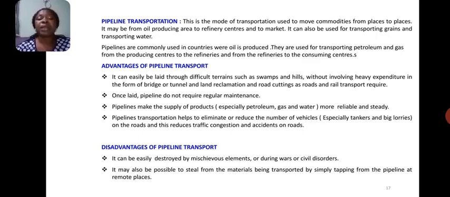Disadvantages of pipeline transport. A few disadvantages are stated here. 1. It can be easily destroyed by mischievous elements or during war or civil disorder. 2. It may also be possible to steal from the material being transported by simple tapping from the pipeline at remote places.